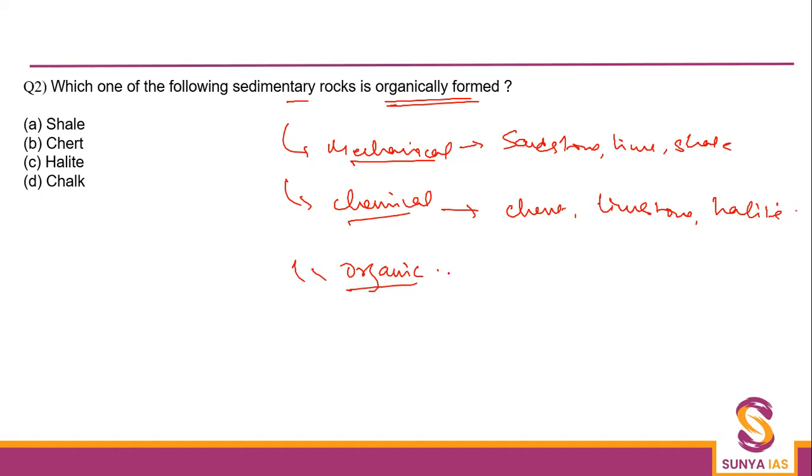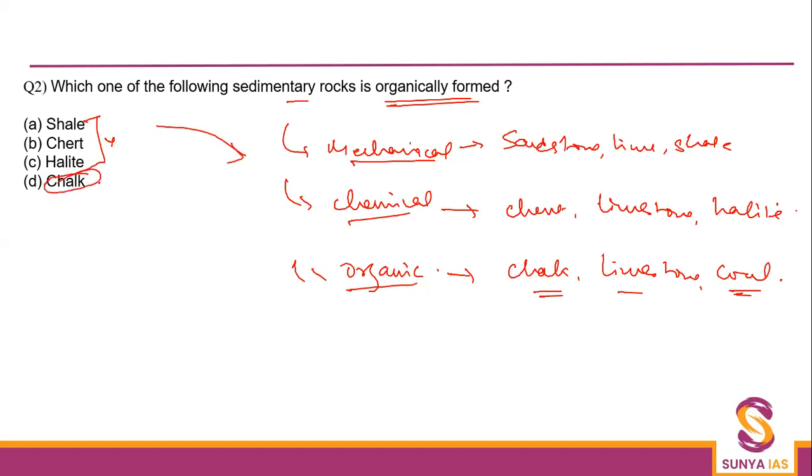Okay, these are examples of chemical weathering. In organic weathering, you have chalk, limestone, coal. All these are examples of organic weathering. Now, what is the question? The question asks which of the following rocks is organically formed. If we look at these options, these three are not organically formed. We had discussed them over here.